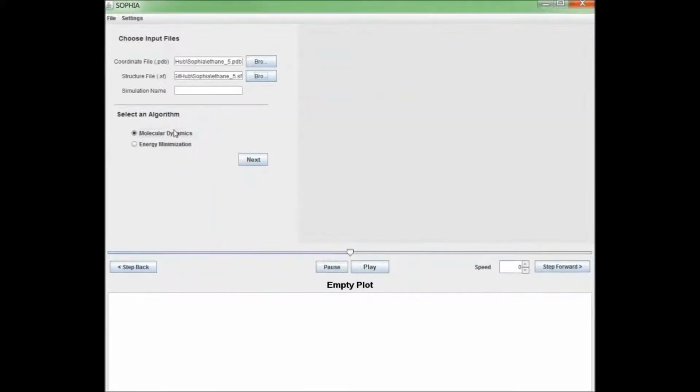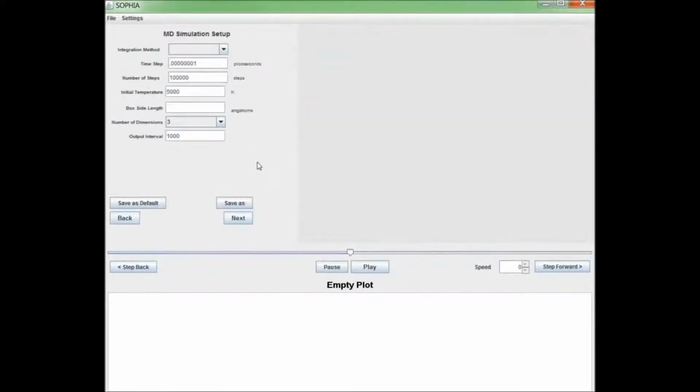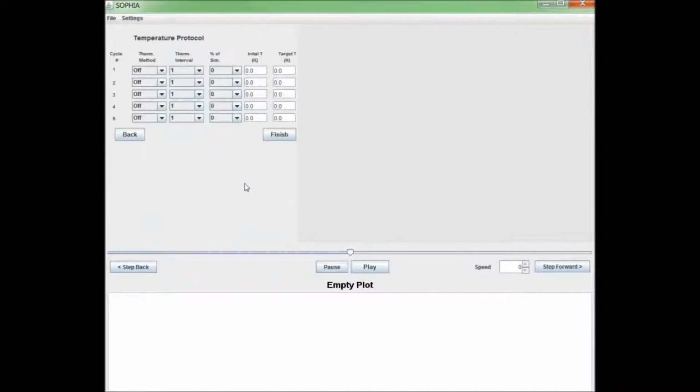Here we're going to start with a molecular dynamics simulation. We have some default values loaded. Additional parameters can be saved as the default or as a separate settings file in the name of your choosing. You can also change the temperature protocols and have the temperature increase, decrease, and so on by varying amounts throughout the simulation.